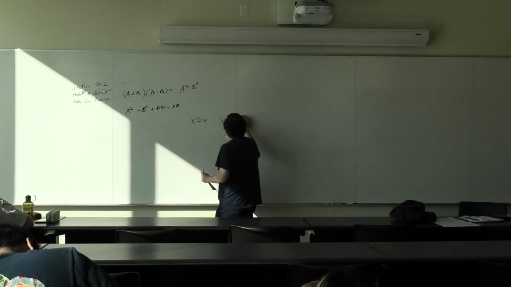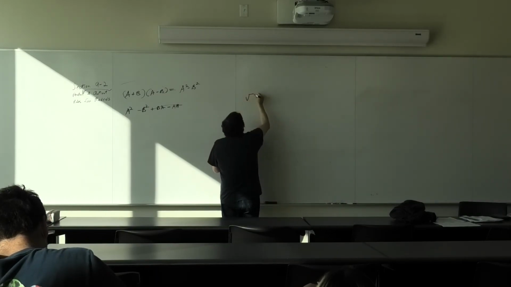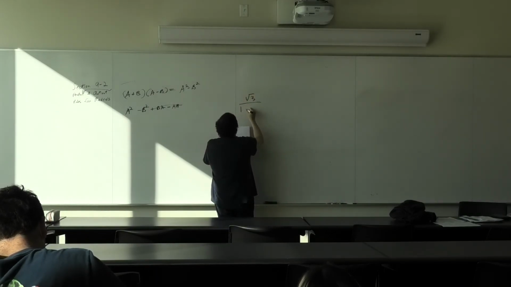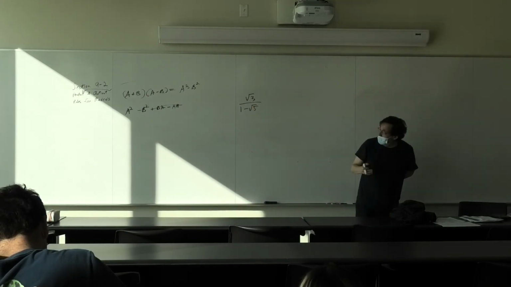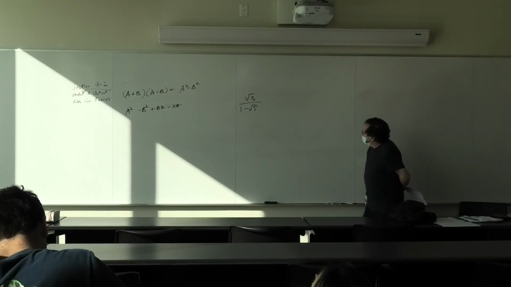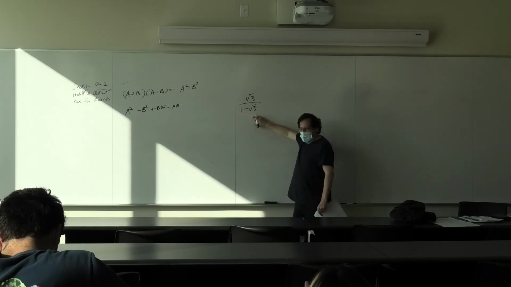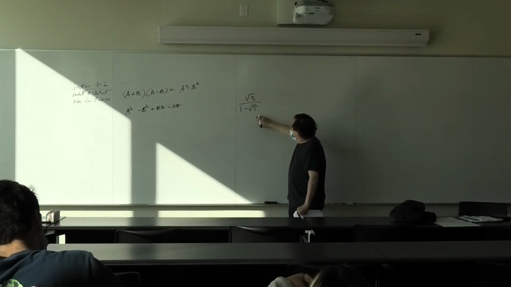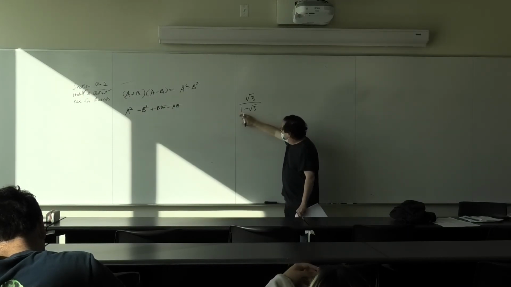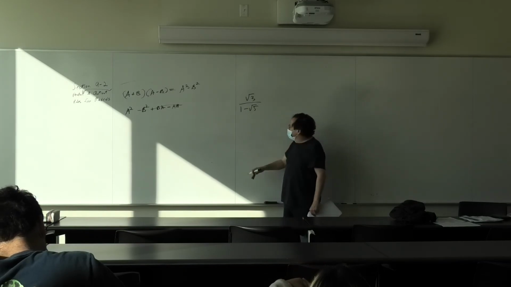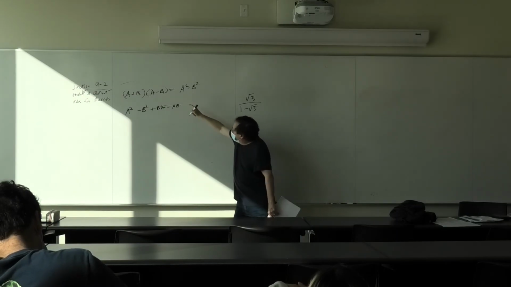Okay, how does this come in? Let's see how this comes in. Have a problem here: square root of 3 over 1 minus square root of 5. What can I do with that? Well, in this case, I go along with whoever wants to rationalize the denominator. We don't want a radical like this in the denominator. So let's get rid of it using this pattern.